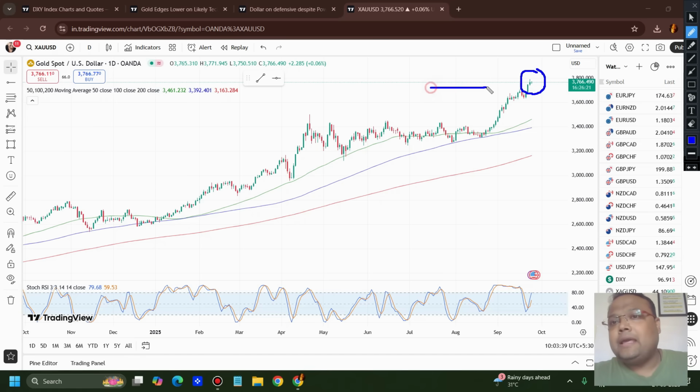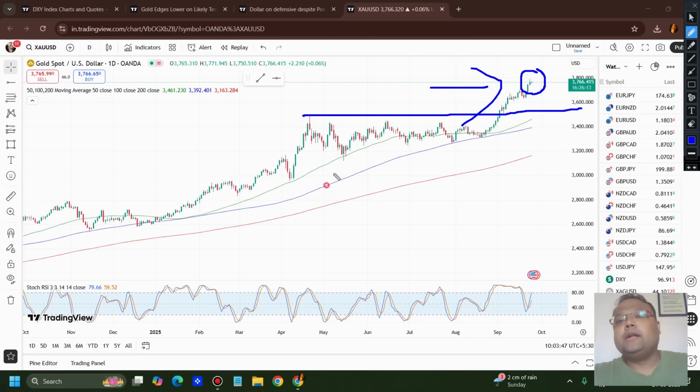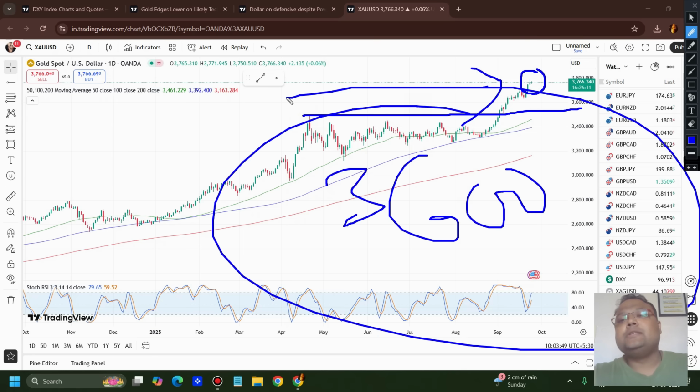Buying here as a swing trade or positional trade is not a good thing. If you are a positional trader or swing trader, you need further retracement or correction. At least we need gold around 3600, but nobody knows whether gold will come or not. Let's keep our fingers crossed.